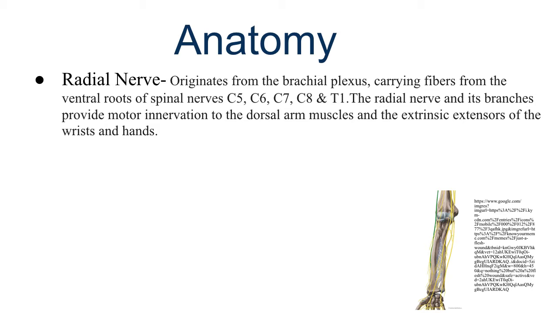Anatomy. Radial nerve. It originates from the brachial plexus, as well as carrying fibers from the ventral roots of spinal nerves C5, 6, 7, 8, as well as T1. The radial nerve and its branches provide motor innervation to the dorsal arm muscles and the extrinsic extensors of the wrist as well as the hand.